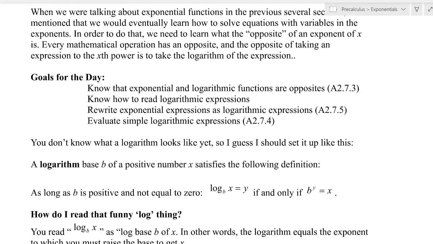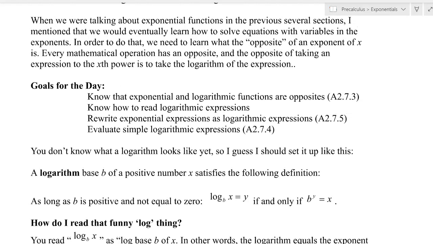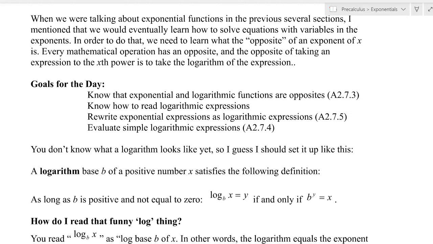Today we're going to start talking about logarithmic functions. When we were talking about exponential functions in the previous several sections, we mentioned that there's eventually going to be a way to solve equations with variables in the exponents. In order to do that, though, we need to learn what the opposite of an exponent of x is, and every mathematical operation has an opposite.